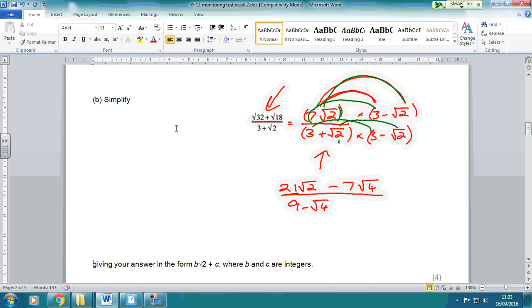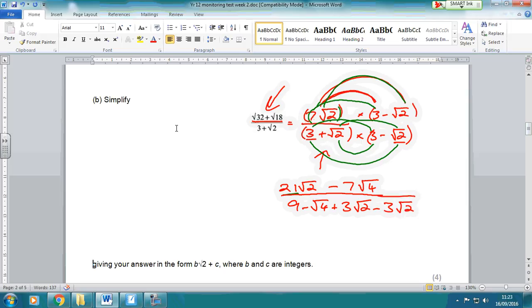Then we've got root 2 times 3. Now notice that's the square root times the whole number, so that's just simply 3 root 2. And then we've got to do 3 times root 2, but this time it's minus. So again, it's a number times by a square root, so that's again 3 root 2.